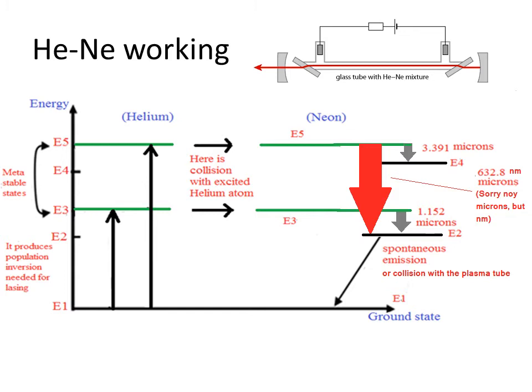Actually, in this diagram, E3 on both sides are shown to be equal, and E5 on both sides are shown to be equal, but actually that is not the case. The energy level corresponding to E3 in the case of neon will be slightly lower than the corresponding E3 of helium. Similarly, E5 of neon will be slightly below E5 of helium, but here it is not considered. It is shown to be of the same energy.